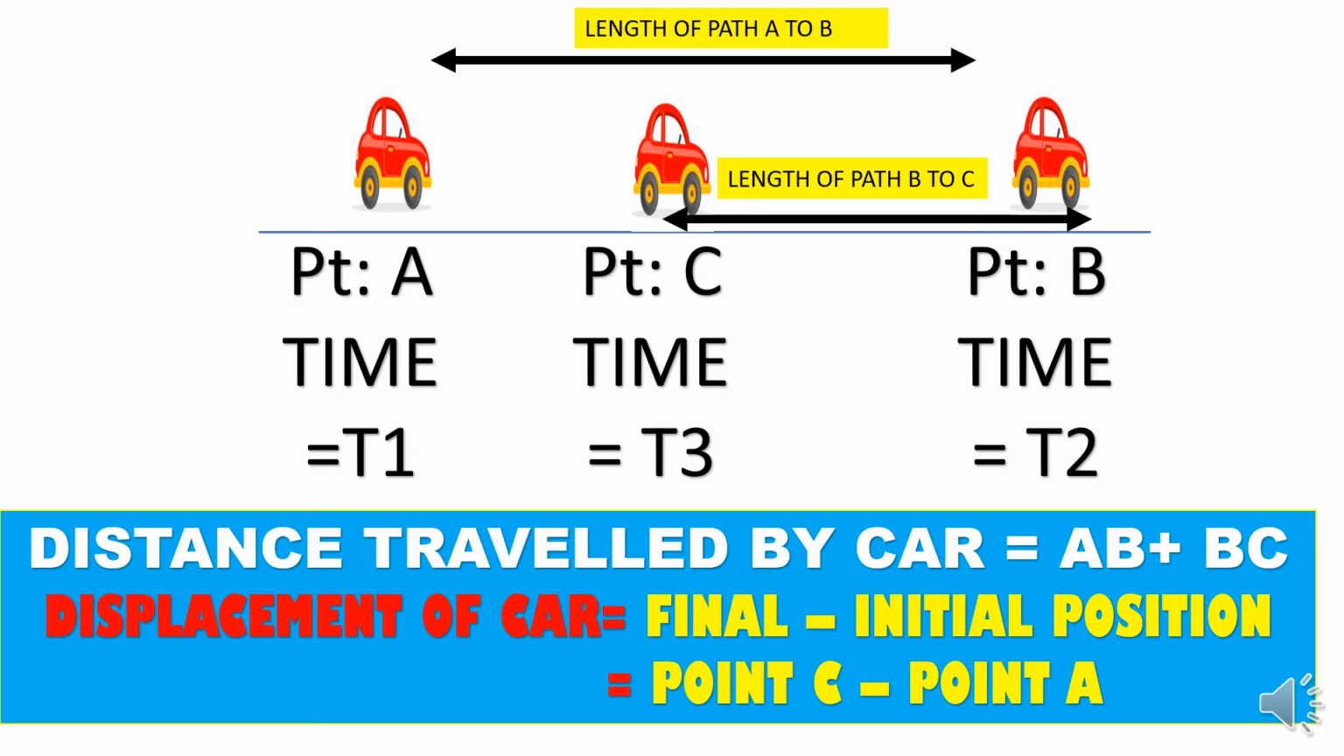Distance traveled by car was total distance, where the car has gone, where it has stopped, where it has come from, where it has come back to the next point. Every distance we will calculate. And if you want to calculate displacement of the car, then displacement is only the final position and the initial position, from where the car has started and where it is currently placed. This is the displacement of the car, that is this one. Point C to point A is the displacement of the car.